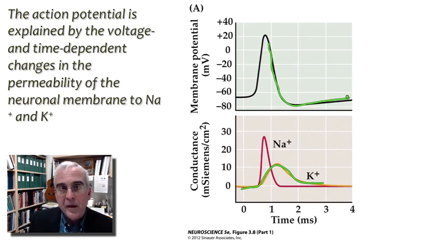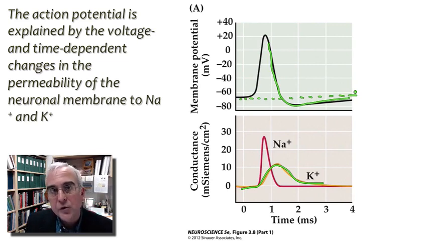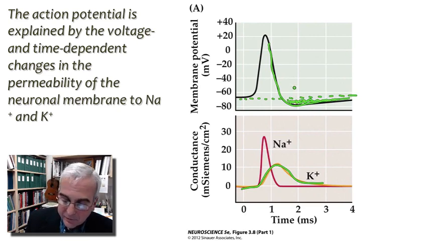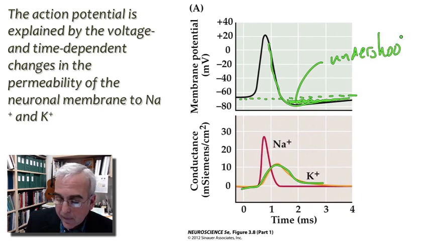And notice that at the conclusion of the falling phase of the action potential, the membrane potential actually undershoots the resting membrane level by just a small degree. So this is called the undershoot. And it is explained by the ongoing efflux of potassium ions.